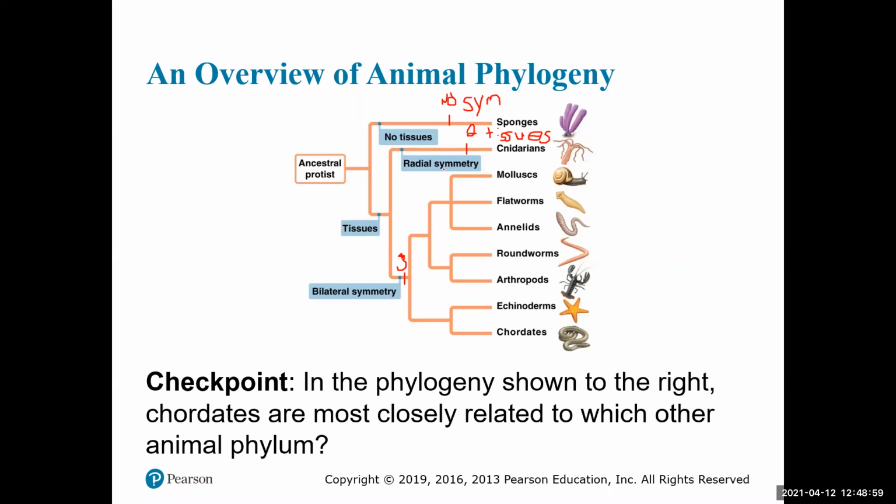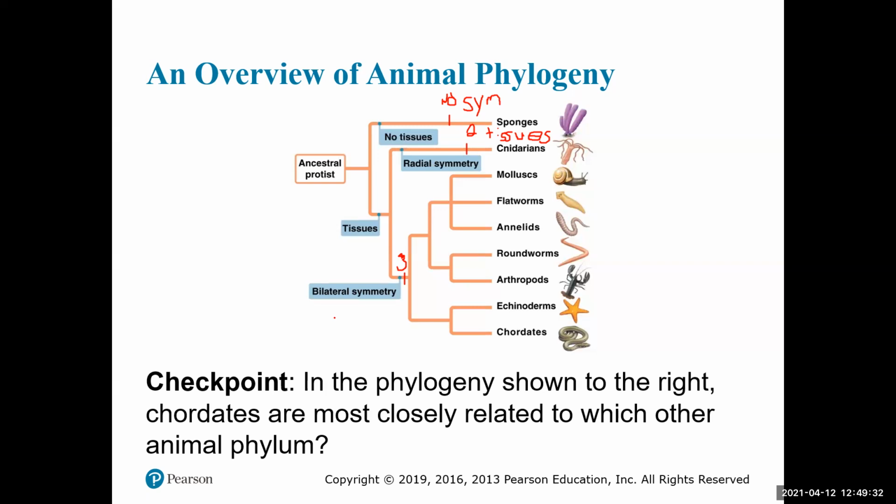Cnidarians are radial, they have radial symmetry, right? And we'll talk exactly what that means in a second, but basically you can cut a Cnidarian on any plane and it will be symmetrical. All of the other phyla are bilaterally symmetrical, which means you can only cut them in one plane and they're symmetrical only on that plane. If you cut them on any other plane or separate their bodies on any other plane, they won't be symmetrical.